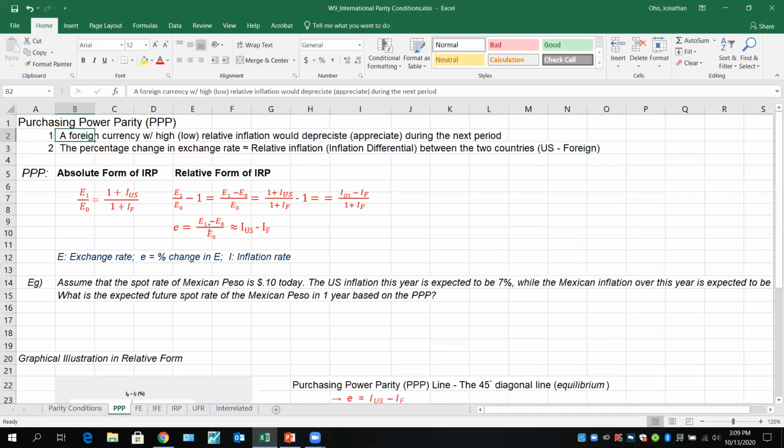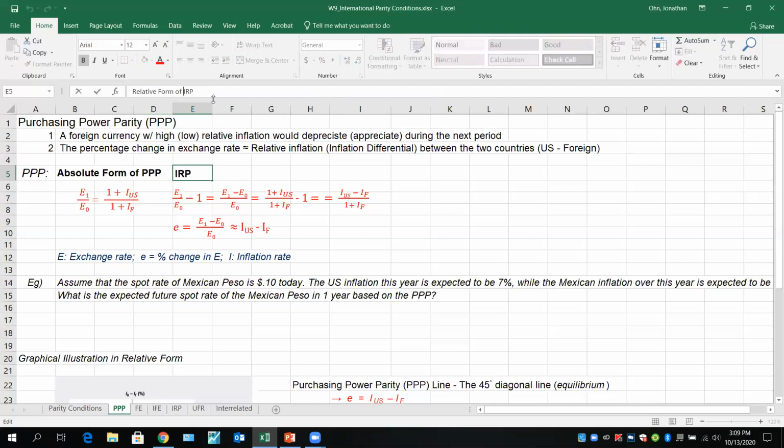That's the relative form of PPP. This one is also PPP. All right. So we know what purchasing power parity means, and we know the model. One is the absolute model, and one is the relative model. We need both. Depending on the question, we can use either form.